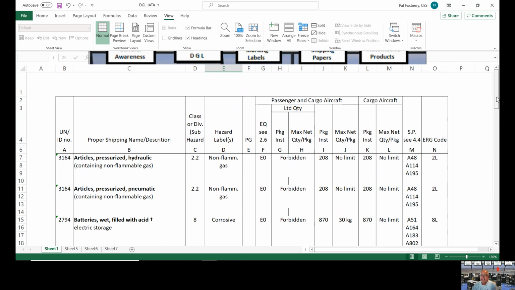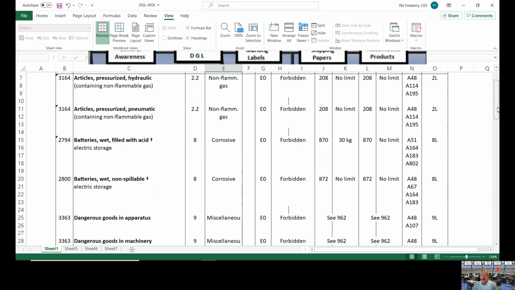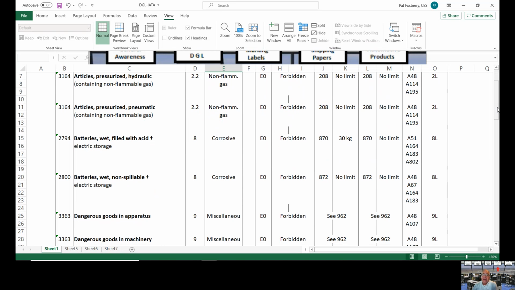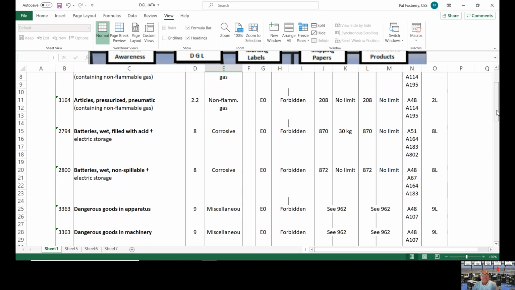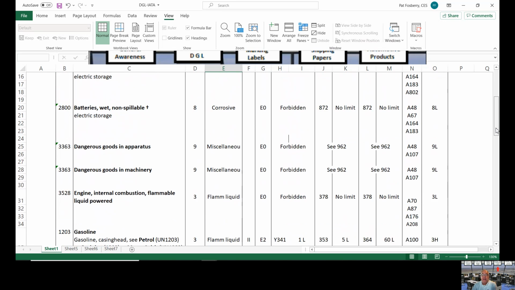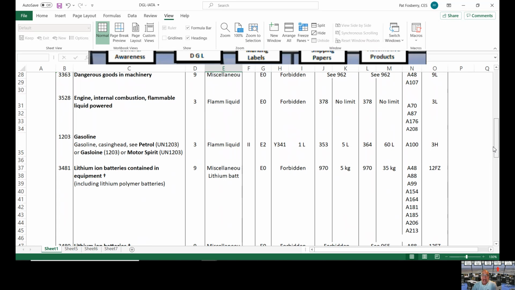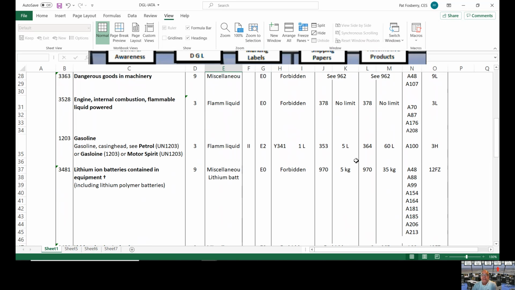So you don't want more than 66 pounds on an individual package. If you've got batteries that weigh over 66 pounds, then you probably can't ship it. There's no way to ship it on a passenger aircraft. Non-spillable batteries, they don't have a limit. Engines don't have a limit. Gasoline, 5 liters. Now here on the lithium-ion batteries, you've got 5 kilos, so you're talking about 11 pounds. That's not a really big size, so they can't be the bigger lithium-ion batteries.